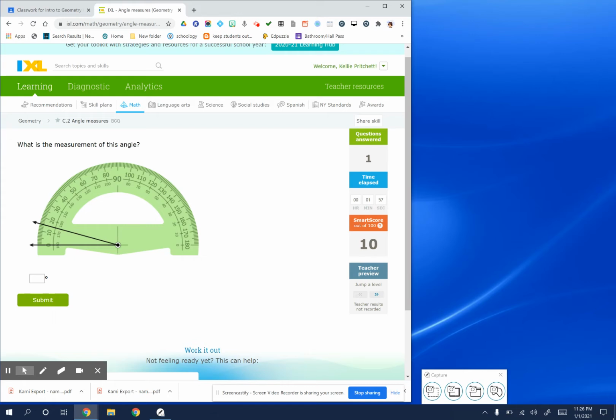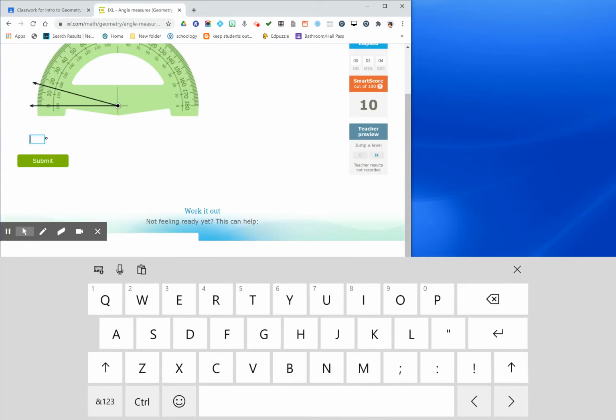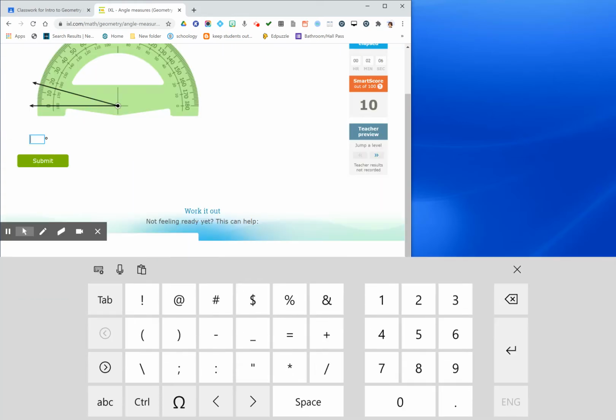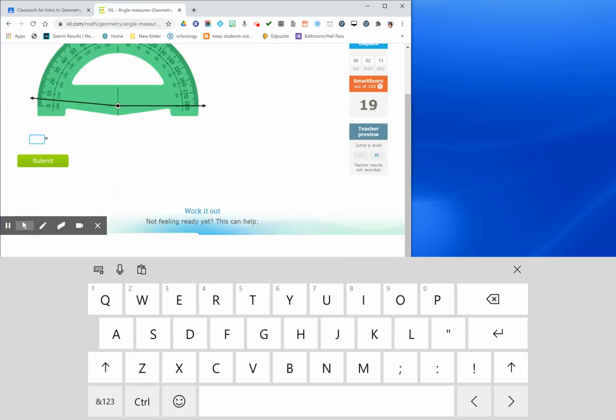So this time the smaller number is the one on top. So I see that it goes up to 15. So my angle is going to be 15 degrees here. And they have the degrees on the outside, so I don't have to put that in. All right, let's skip a level.